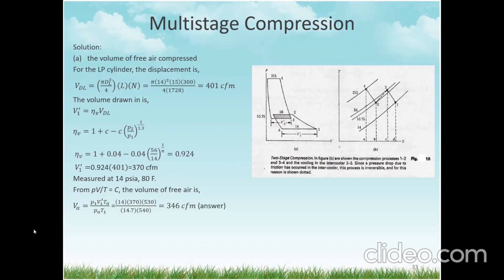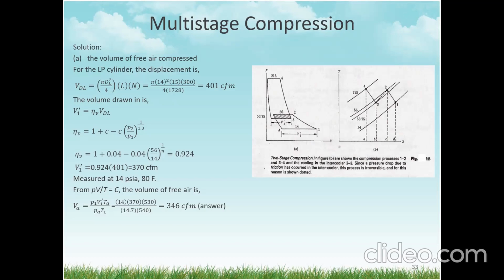For the LP cylinder, the displacement V sub DL is equal to pi DL squared over 4 times L times N, which is pi times 14 squared times 15 times 300 over 4 over 1728. That is the conversion from cubic inches, because the length and DL are in inches. That is 401 CFM.